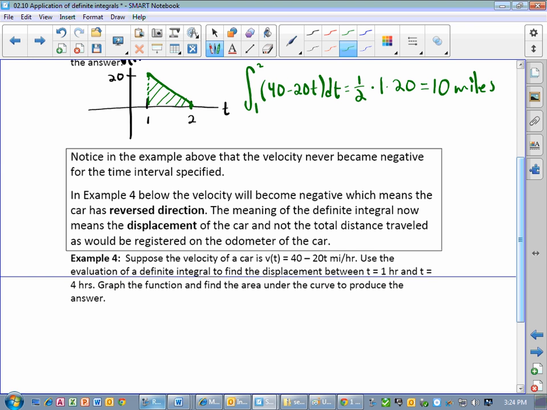The meaning of the definite integral now means the displacement of the car and not the total distance traveled. Okay. So since we're going forwards and then backwards, this is going to tell us displacement. What does displacement mean? Kind of. It tells us position related to where we started. Okay, so how far we are from where we began, essentially.